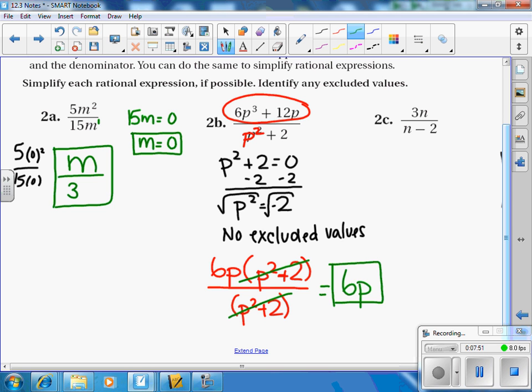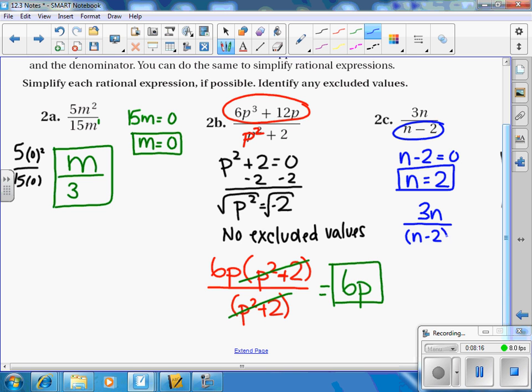So 2c, first thing we got to do is find our excluded values. So you take the denominator, set it equal to 0, and we get that n can't be 2. That's our excluded value. And then we want to simplify. So the top part, we can't factor it at all. It's just a monomial. And then in the denominator, we have a binomial that we can't factor. It's not a difference of squares. There's no GCF. But n minus 2 is one thing.